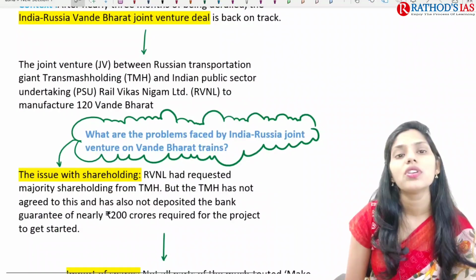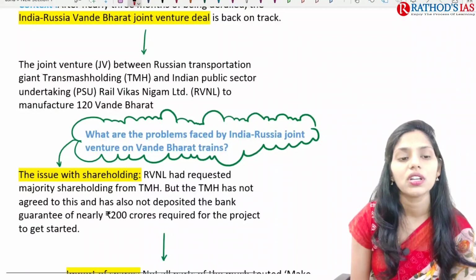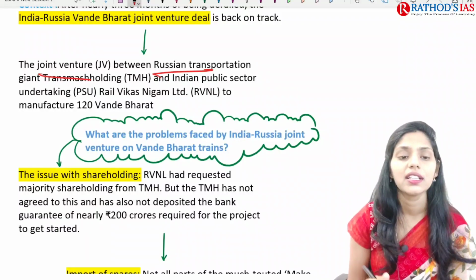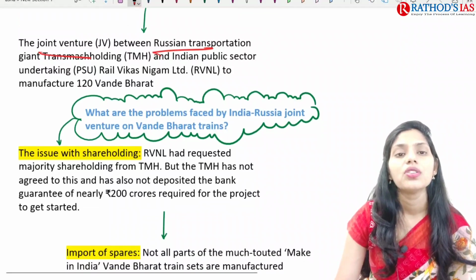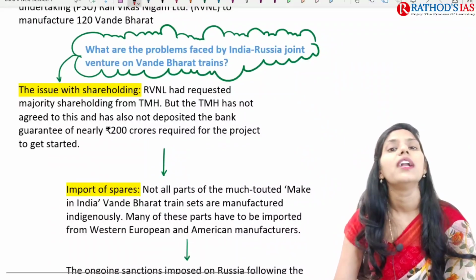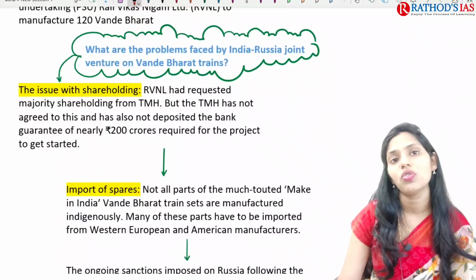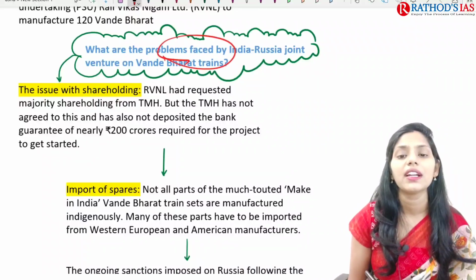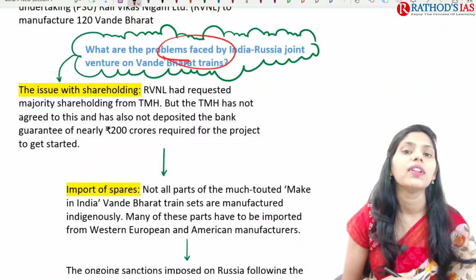If you're talking about details, it is a joint venture between Russia and an Indian public sector undertaking, that is Rail Vikas Nigam. They came up with an agreement to develop 120 Vande Bharat trains. So what are the problems faced by the India-Russia joint venture on these Vande Bharat trains?